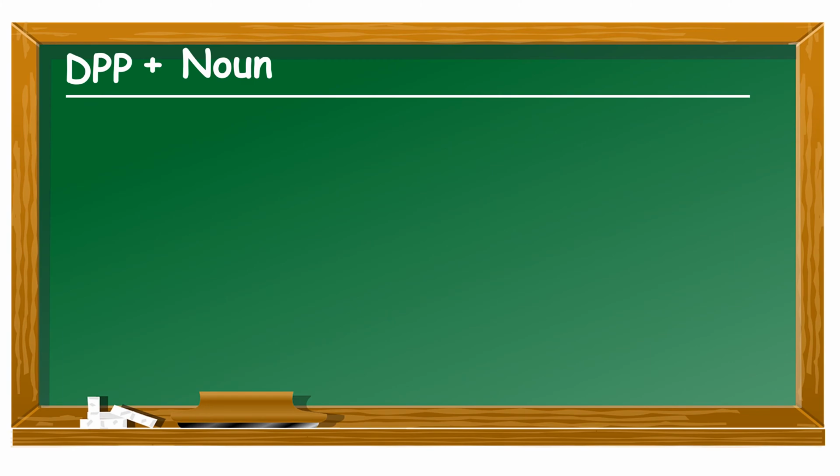Now, the same rule will apply even if you are going to use a dependent possessive pronoun with a verb. Once again, the verb will be determined by the noun, not by the dependent possessive pronoun. Now, let's look at a few examples for more clarification. For instance, my sister works at school.